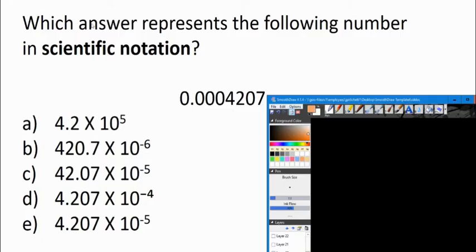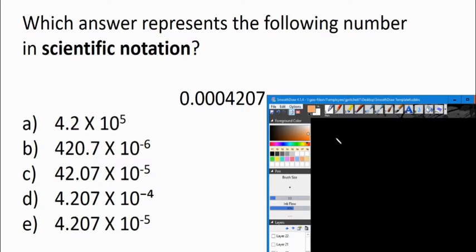So let's do some practice. So it's saying which answer represents the following number in scientific notation. Well, let's look at it. First of all, is this number larger or smaller? Greater or less than 1? Well, it's less than 1. So we could rule A out right away because this has a positive exponent. So it's going to be one of these numbers. The question is, where does the decimal need to be? What is our front number going to be?